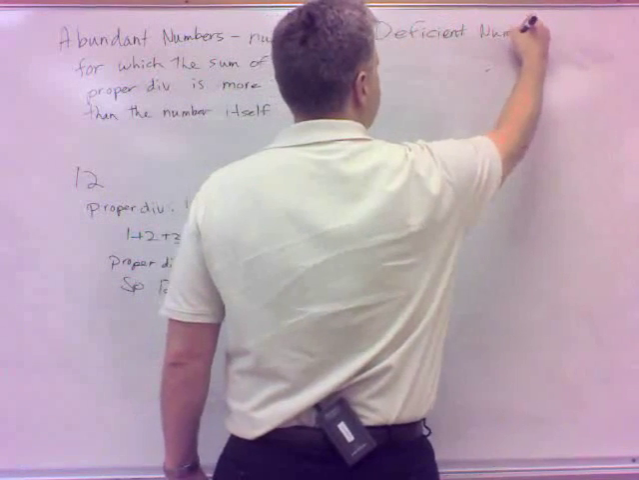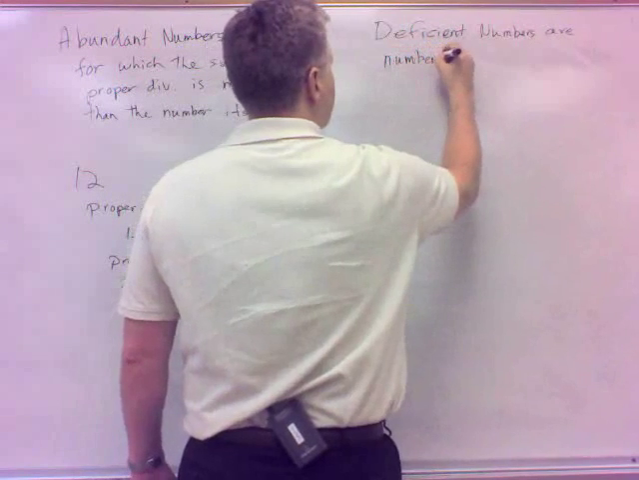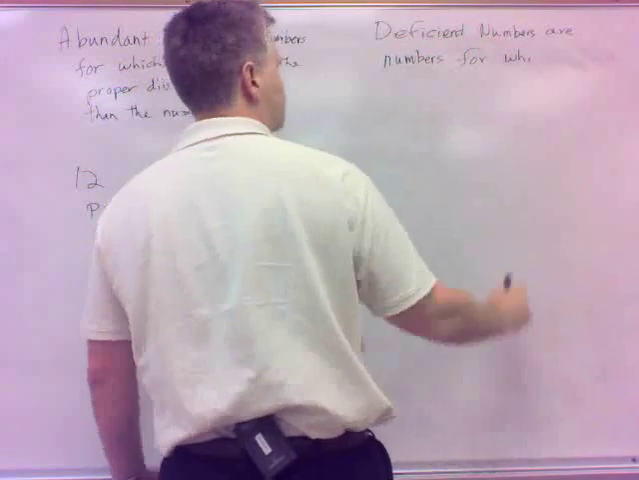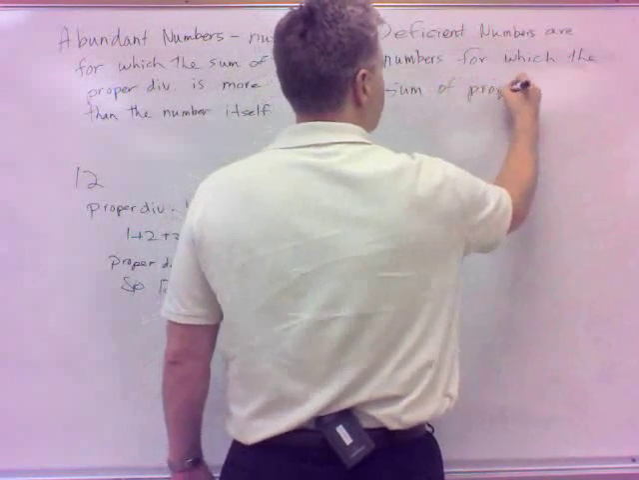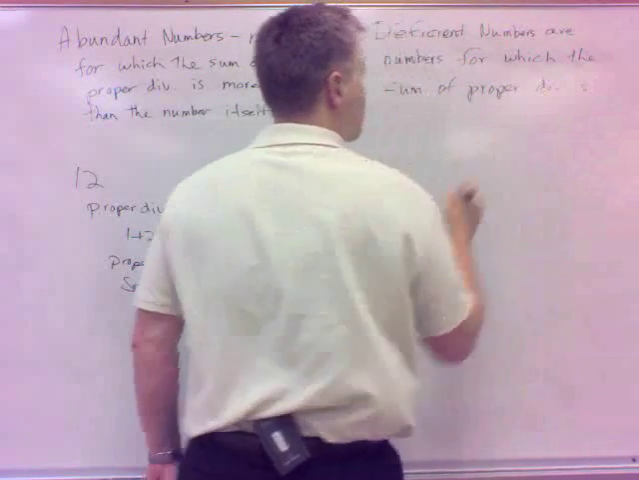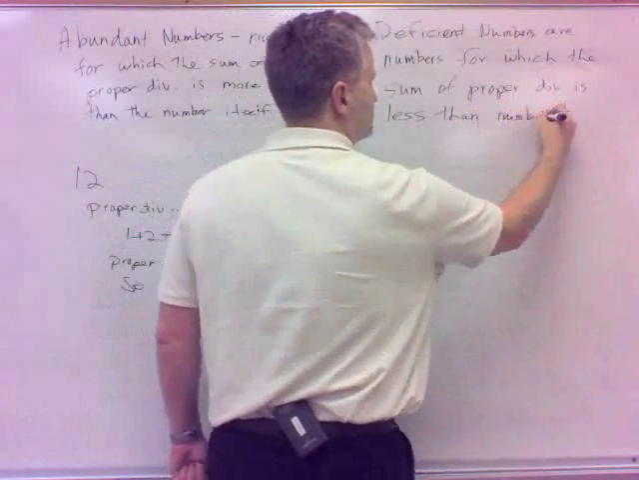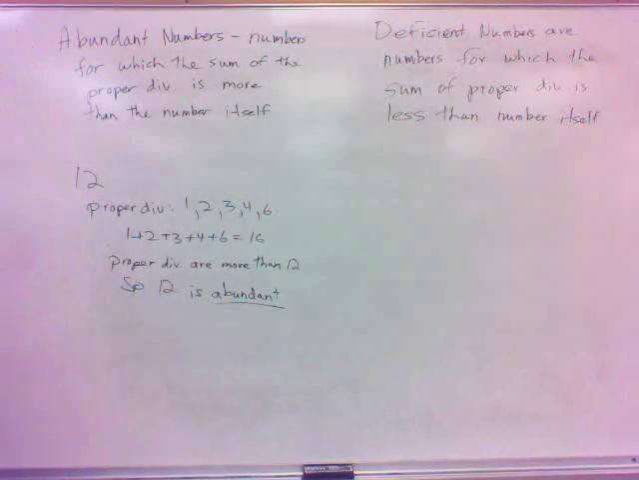Deficient numbers are numbers for which the sum of the proper divisors is less than the number itself. Yeah. So that covers every possibility. Equal, greater, or less. All right. So deficient are the numbers for which the sum of the proper divisors is less than the number itself.